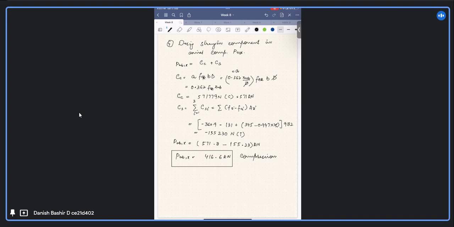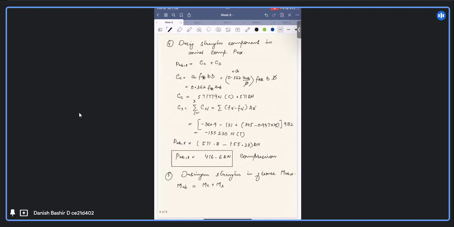So for this column, we have to check in flexure as well. Design strength component in flexure. That's the fifth and the last point. Design strength in flexure, that is MUB along X. MUB will be similarly contribution from the concrete, MC, plus contribution from the steel, MS.